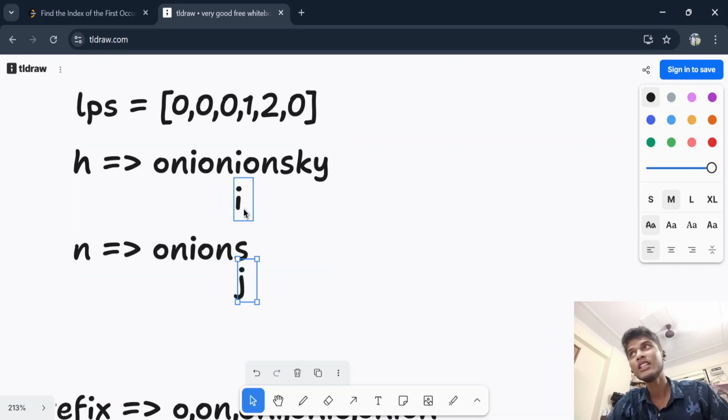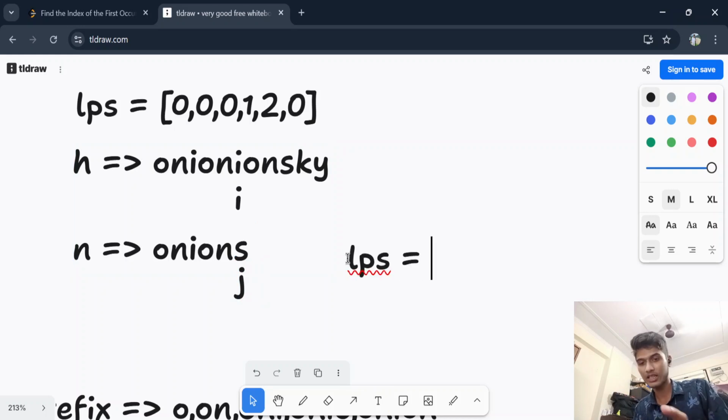So what we will do then? If they are not equal, we will move this j to LPS of... See, this is a catch here. This was a twist in the algorithm. We will make our j to LPS of j minus 1. j is equal to LPS of j minus 1.